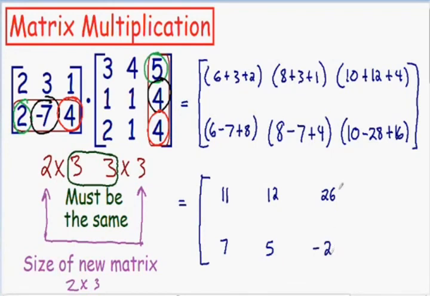And this is our final answer. We have completely multiplied these two matrices together.